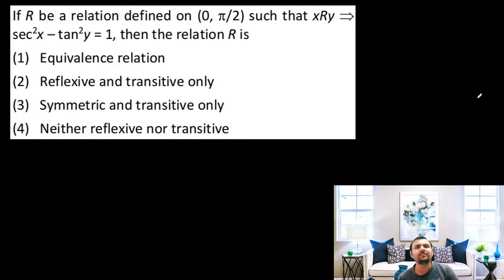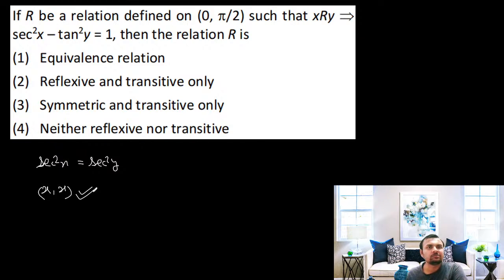Let R be a relation defined on 0 to pi such that x belongs to R. So we can simply say that sec square x is sec square y. So it's an equivalence relation. If x and x is there, this is correct. This is going to be reflexive.